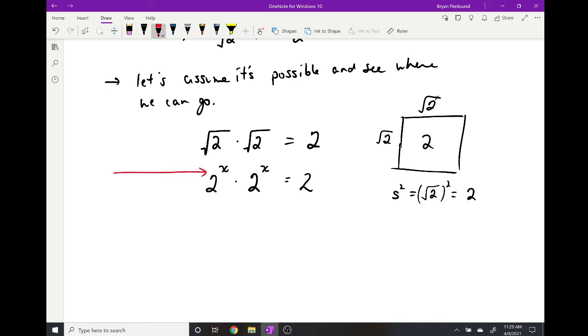So we're going to rewrite our square root of 2 as 2 to the power of x, and I'm trying to figure out what x is. Our goal is to figure out what number I could put in for x to make this equation make sense.